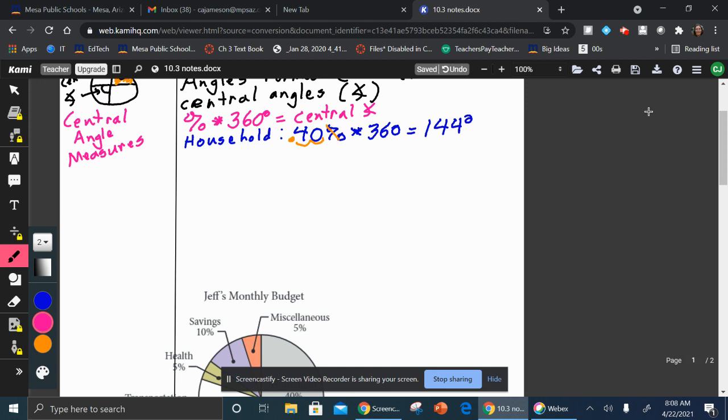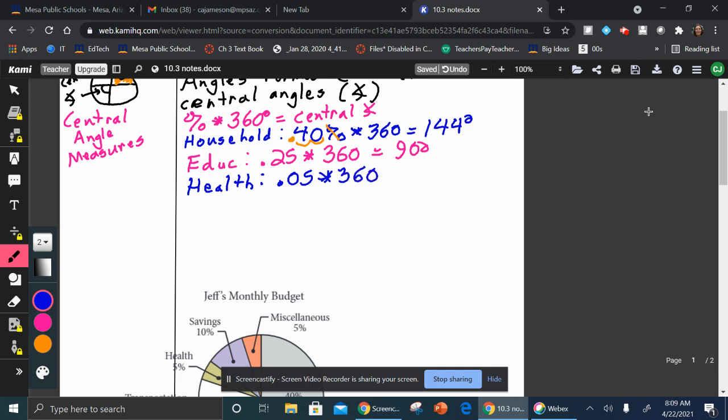And then we have education, it's 25%. 25% as a decimal times the full circle, 360, so we get 90 degrees. And then health is 5%. So healthcare cost is 5% of the budget. Times 360, that's going to give us 18.